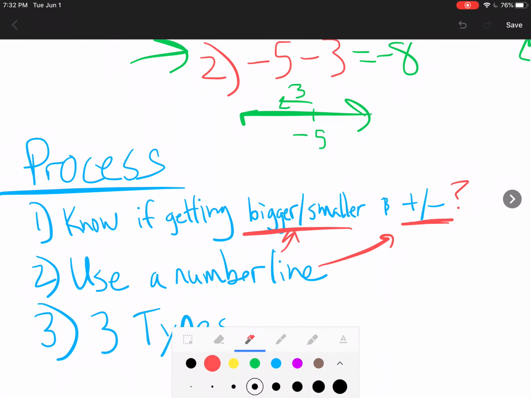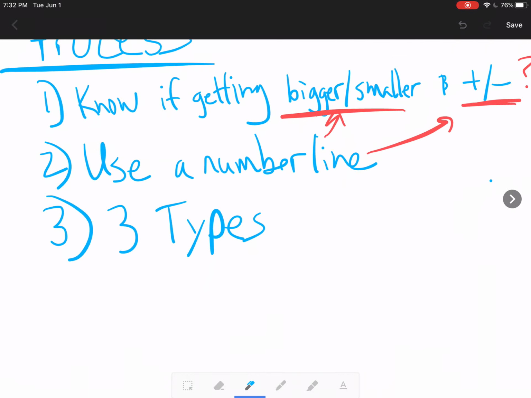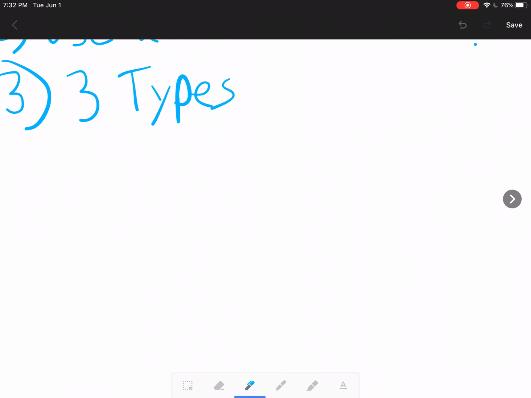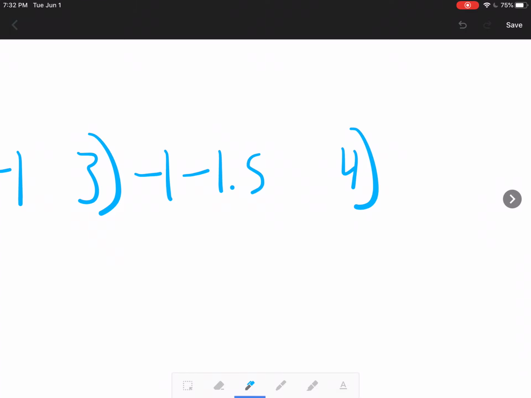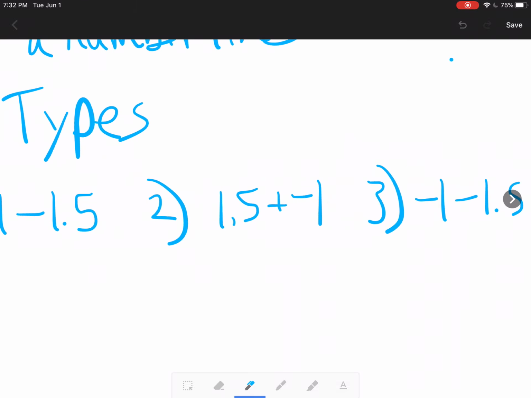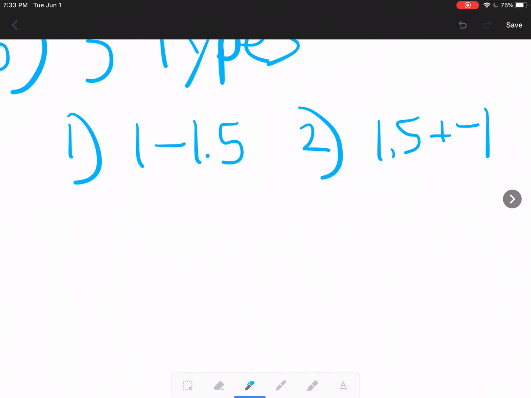Now, that being said, we have 3 types, technically 4 types of problems that we'll see, but you'll see why we don't even have to talk about the 4th one. The first one is going to be something like this, where we have 1 minus 1.5. The second one is going to be something like this, 1.5 plus -1. Number 3 is going to be -1 minus 1.5. And then number 4, the one we're not going to talk about, is just where they're both positive and you're adding them together. That you should be able to do anyway, so we're not going to talk about that one. But here, let's talk about these other problems and the process for solving them.